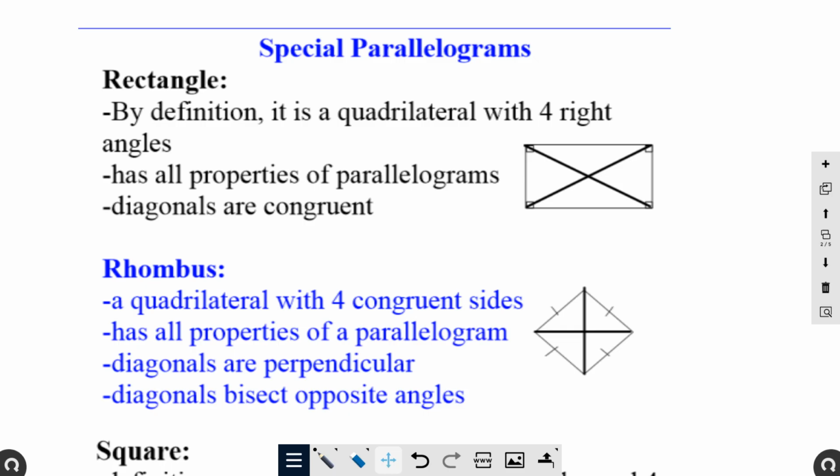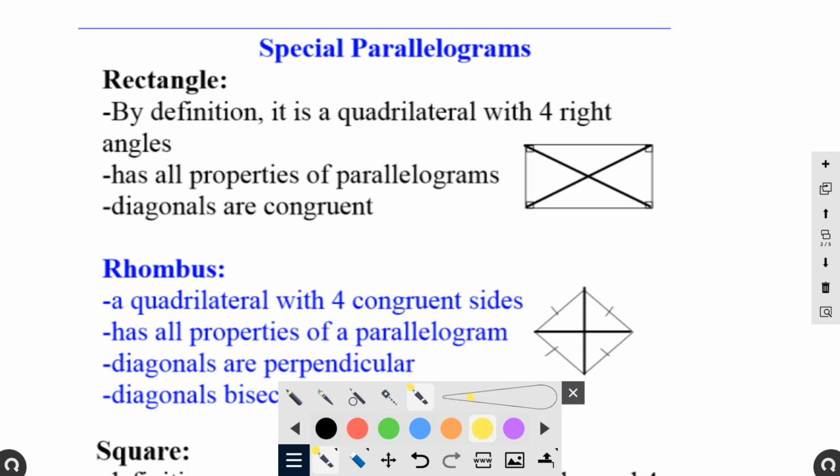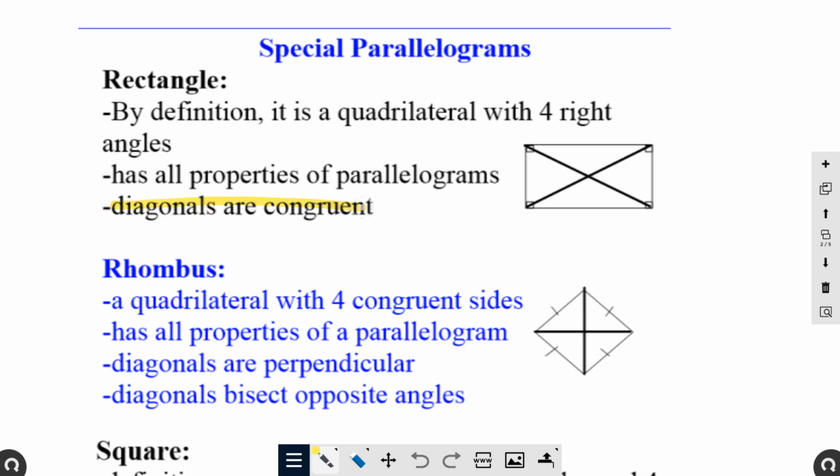Since it is a special parallelogram, it holds all the properties of parallelograms. There are how many properties of parallelograms? Four. What are the four? Opposite sides are congruent. Opposite angles are congruent. Consecutive angles are supplementary. Diagonals bisect each other. But this one has an additional part. The additional part now is that the diagonals not only bisect each other, but the diagonals are congruent.